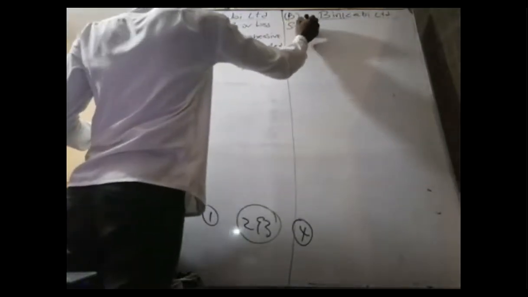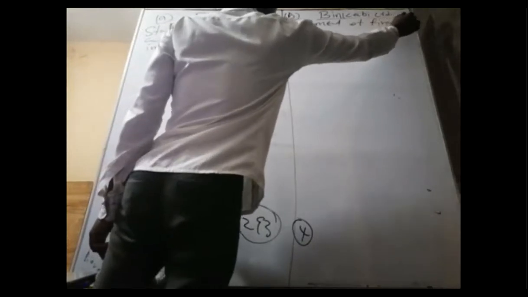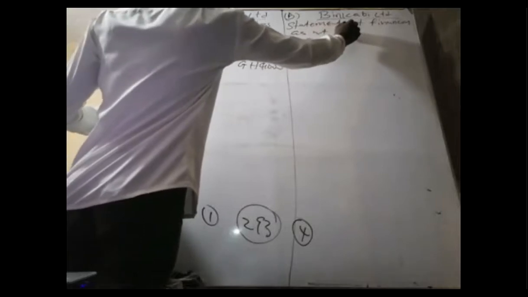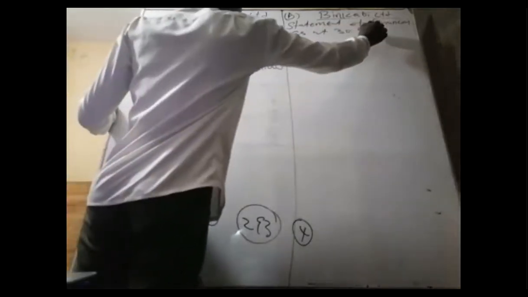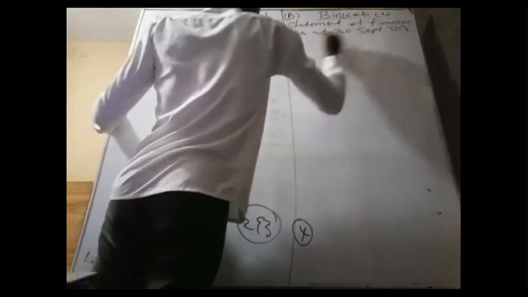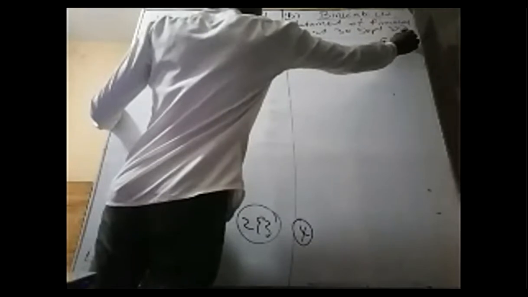Then statement of what? Statement of financial position. Good. Financial position as at 30th September 2017. And on that one also, I write the reporting currency. And answer this like this.